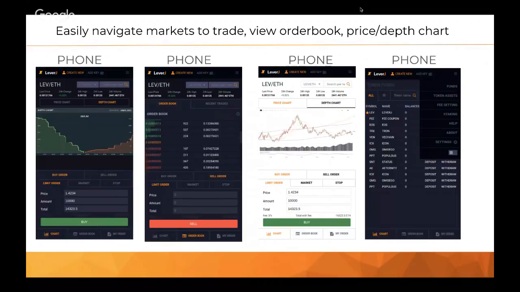Now, if you go all the way far right, what we also are showing are some of the other things that will be available on the phone. For example, you'll be able to see your balances across your different tokens. Now, this is of course not by any means indicative of what is going to get listed on our exchange.